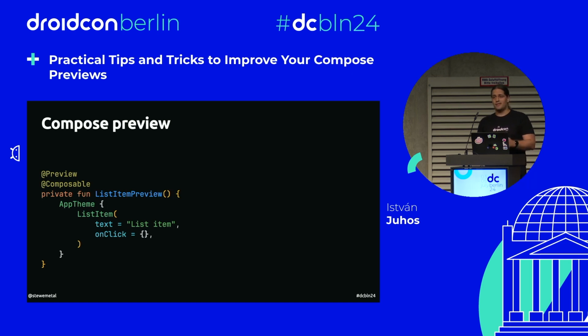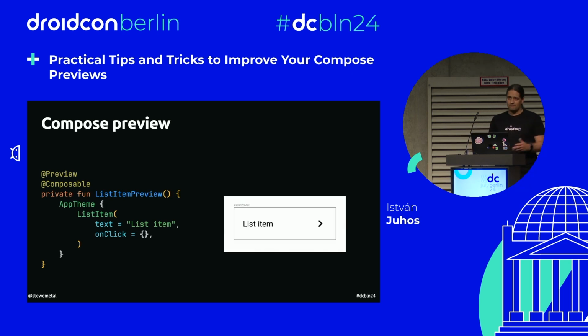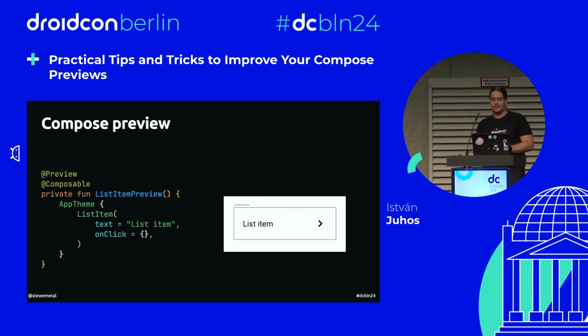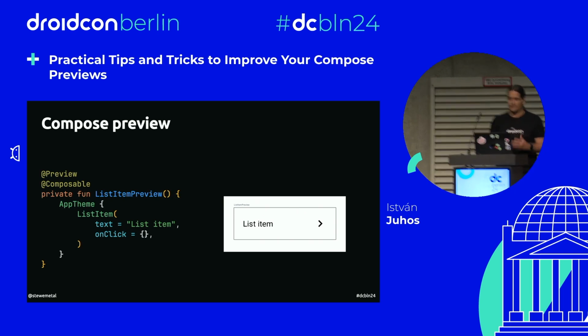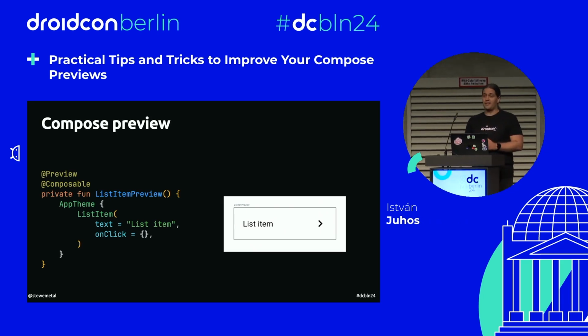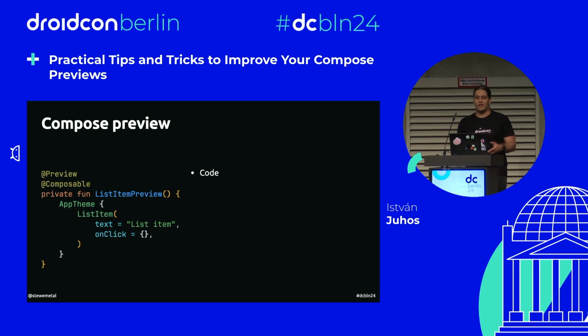Then, okay, let's write this really simple preview for our list item composable. Nothing special there. And Android Studio parses that preview code and renders it in an Android kind of window in the preview window inside Android Studio itself. Great, we have this, and the thing is, we had to do something to get a preview, and that something was writing code. Why is this important?